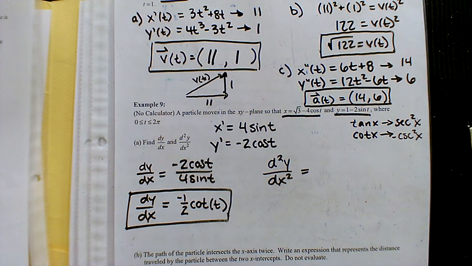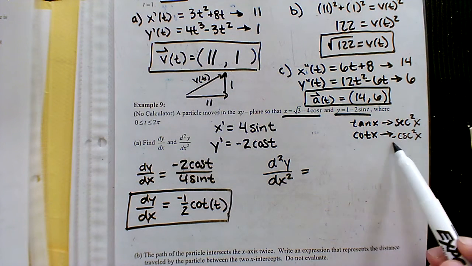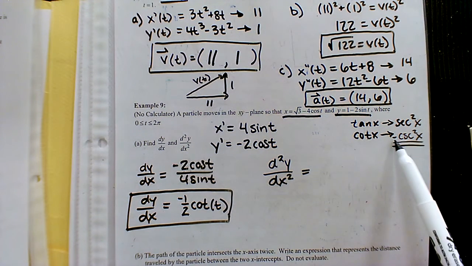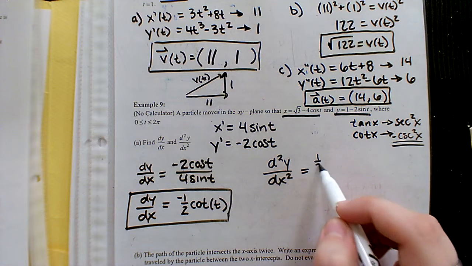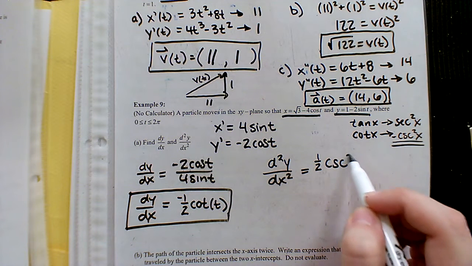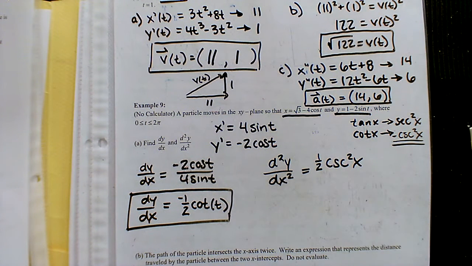Little fun fact, in terms of your trig functions, the derivative of any c trig function is negative. Like the derivative of cosine is negative sine. The derivative of cotangent is negative cosecant squared. So if this is negative 1/2 cotangent, and this is the derivative of cotangent, notice how the negatives would cancel. So we'd have 1/2 cosecant squared x.